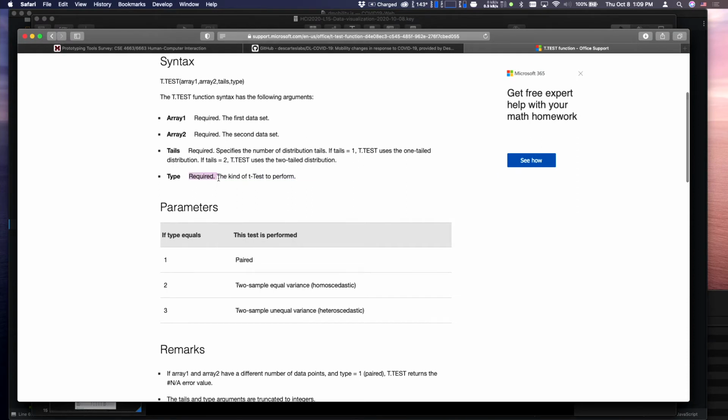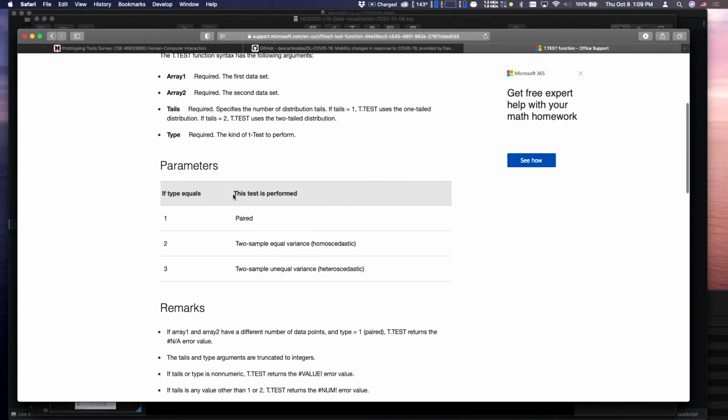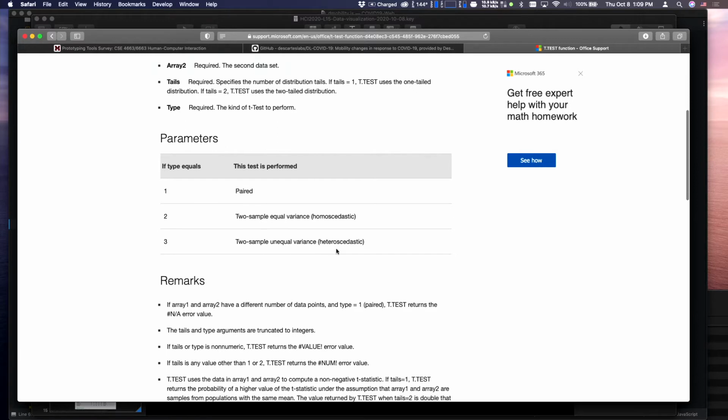The fourth one is the type. And so you can see here they've got the types listed. And so in our case it was a 2, which is 2 sample equal variance. So that's the independent samples, right?